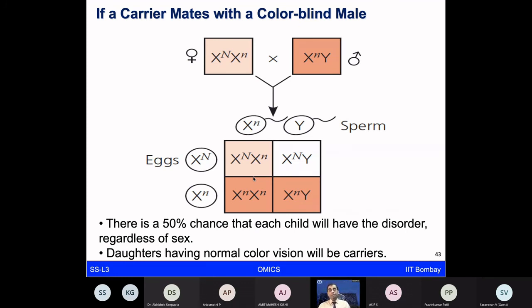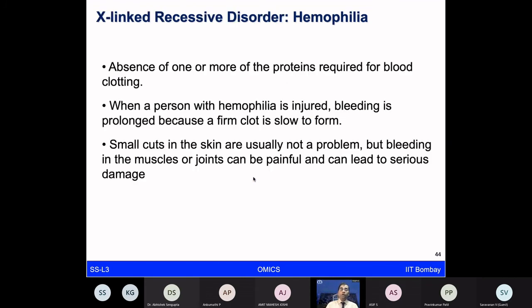Now you can think about the distribution of XY chromosomes and certain genes which are linked to those particular chromosomes. And if we know about the behavior of those genes, we can look at the trajectory of those genes and find out what the possibilities are of the offspring carrying those disorders.